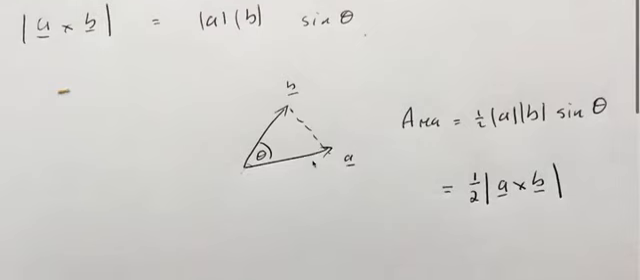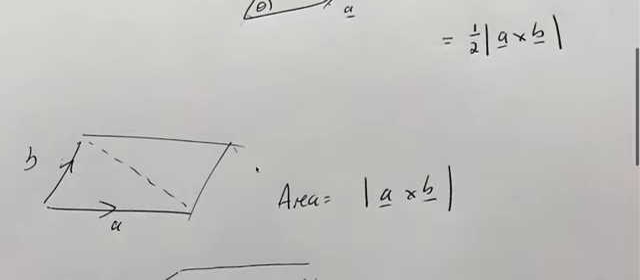Therefore, obviously, if we extend from a triangle between the two vectors to a parallelogram, the area of the parallelogram between those two vectors is the magnitude of the cross product.